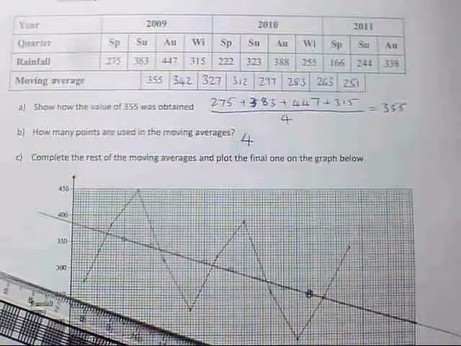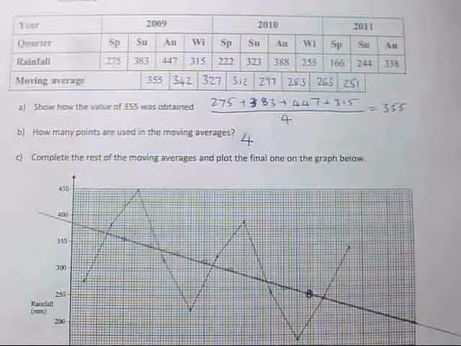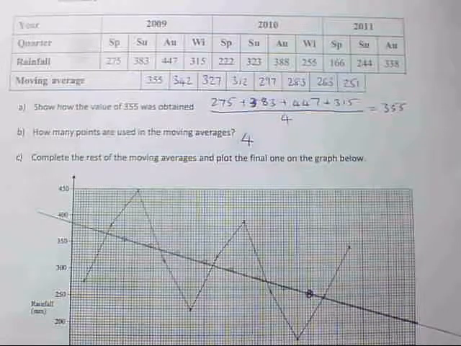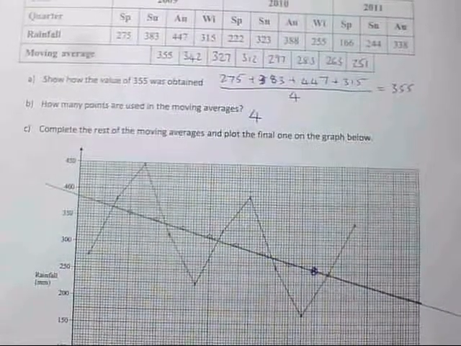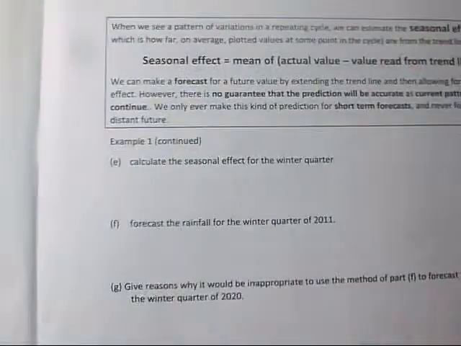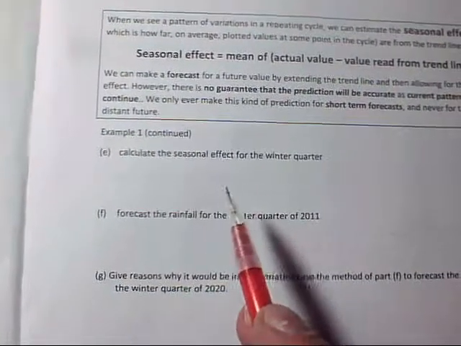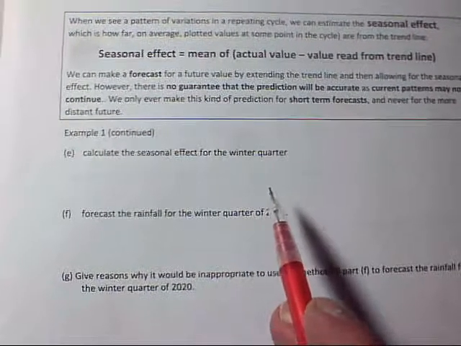Okay, and notice I've drawn it nice and long. You can draw the trend line as long as you like in both directions. Okay, so that's down to part D, but let's keep going. So part E, we've got to calculate the seasonal effect for the winter quarter.